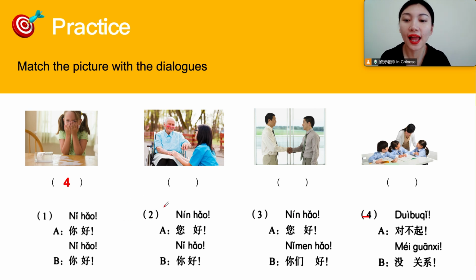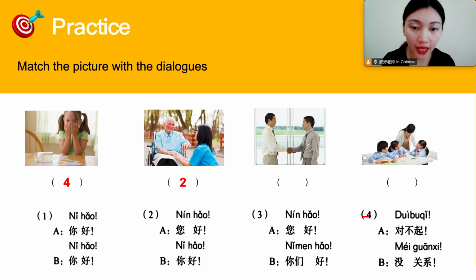Very good. And now the second picture. There are 2 people in the picture. So which is correct? We will choose the second one. Why? Because I'm not sure if it's grandpa or grandma. Maybe grandma, okay? So when we talk to elder people, we need to use a respectful way. So we need to say 您好 instead of 你好. So this girl said 您好 to show her respect. And she said 你好. So it's the second group.